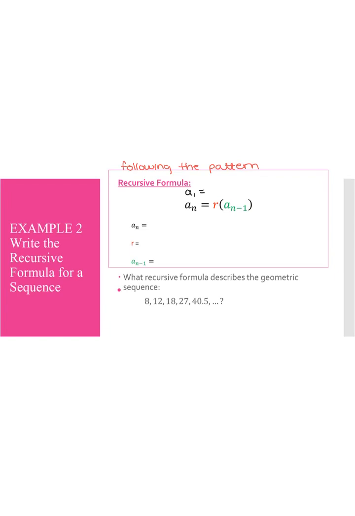First off, although it's not written here, every recursive formula needs to include information about a sub 1, and a sub 1 represents the first term. So that will change depending upon the problem. The second piece that the recursive formula needs is this rule, essentially. A sub n stands for the nth term. R stands for that common ratio, which is the multiplication pattern. And then the a sub n minus 1, that's that weird notation, but that represents the previous term.